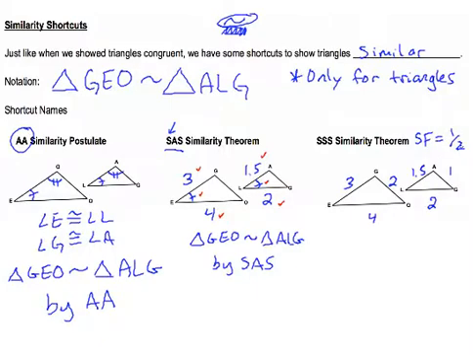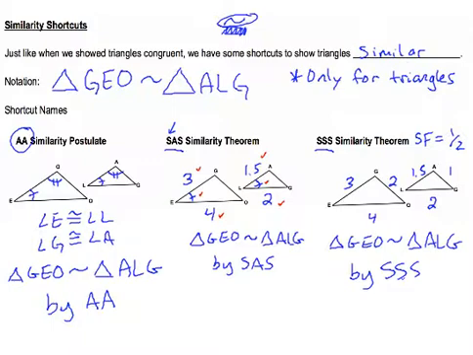If all three pairs of corresponding sides are proportional, I can stop right there and say the triangles must be similar by side-side-side. So again, I can say triangle GEO is similar to triangle ALG by the side-side-side similarity shortcut.